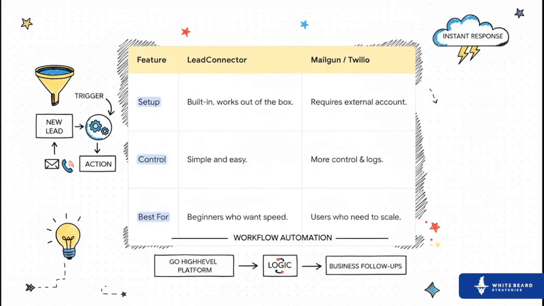Now, when it comes to actually sending those emails and texts, you do have a choice. You can use GoHighLevel's built-in system, Lead Connector, which works right out of the box with literally zero setup. It's perfect for getting started fast. Or, if you need more control as you grow, you can connect an external service like Mailgun or Twilio. That gives you more advanced control over things like analytics and deliverability.